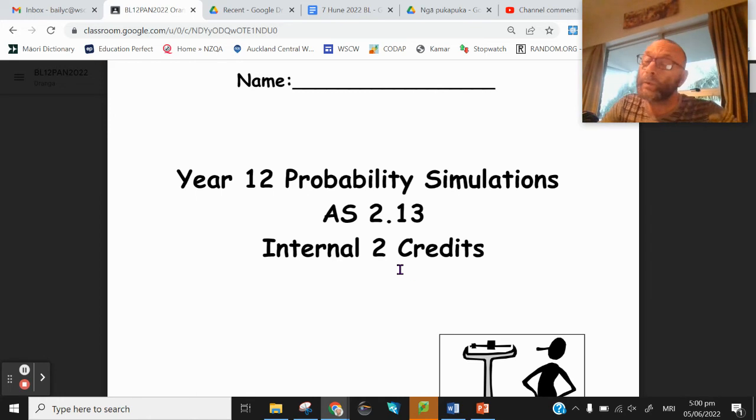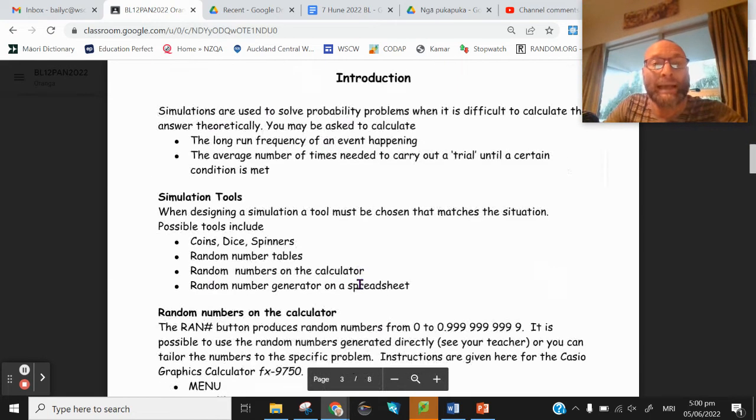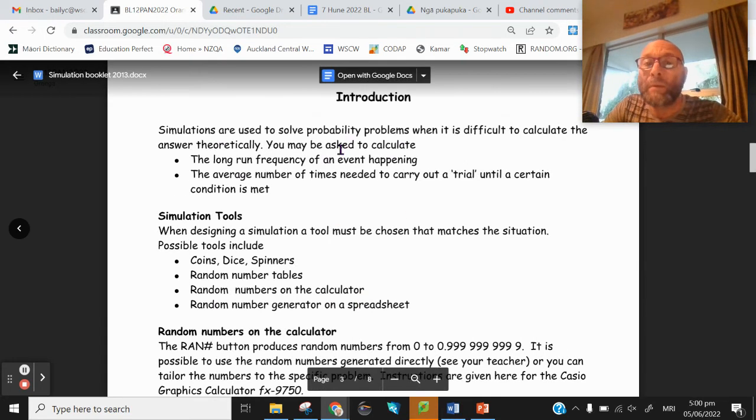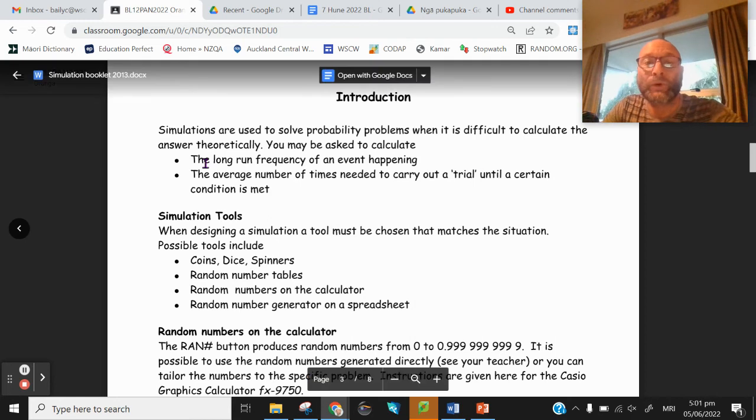In this video lesson, we're going to introduce Achievement Standard 2.13 simulations, which is a 2-credit internal, and it's only going to be 2 or 3 weeks as it's only 2 or 3 credits. So what we're going to talk about now, introduction. We're going to be using simulations to solve probability problems when it's difficult to calculate the answer theoretically.